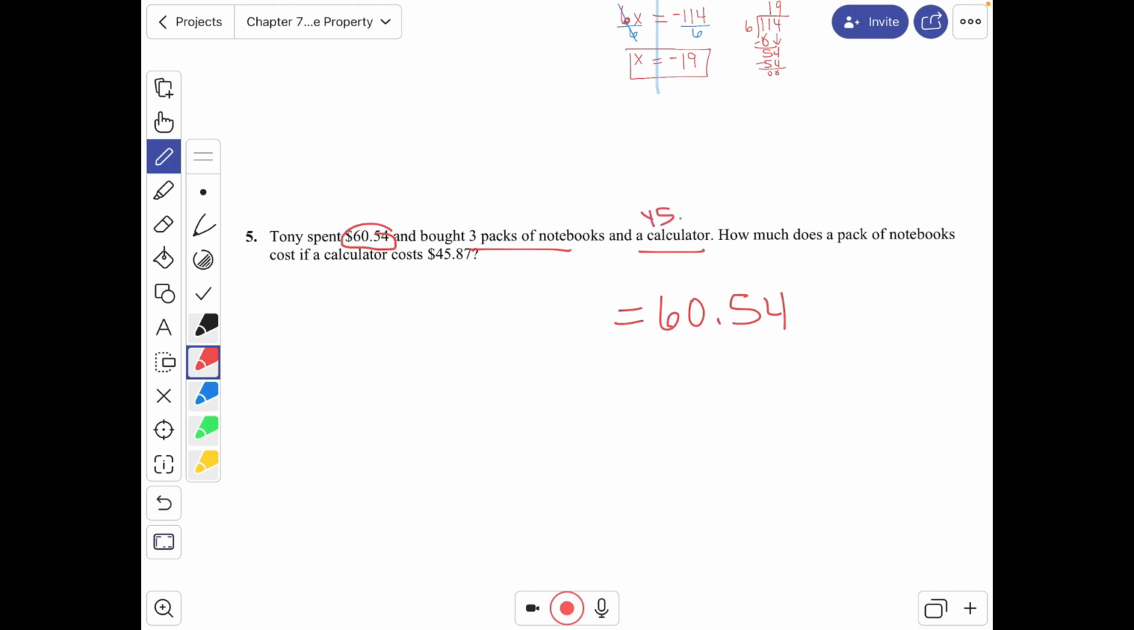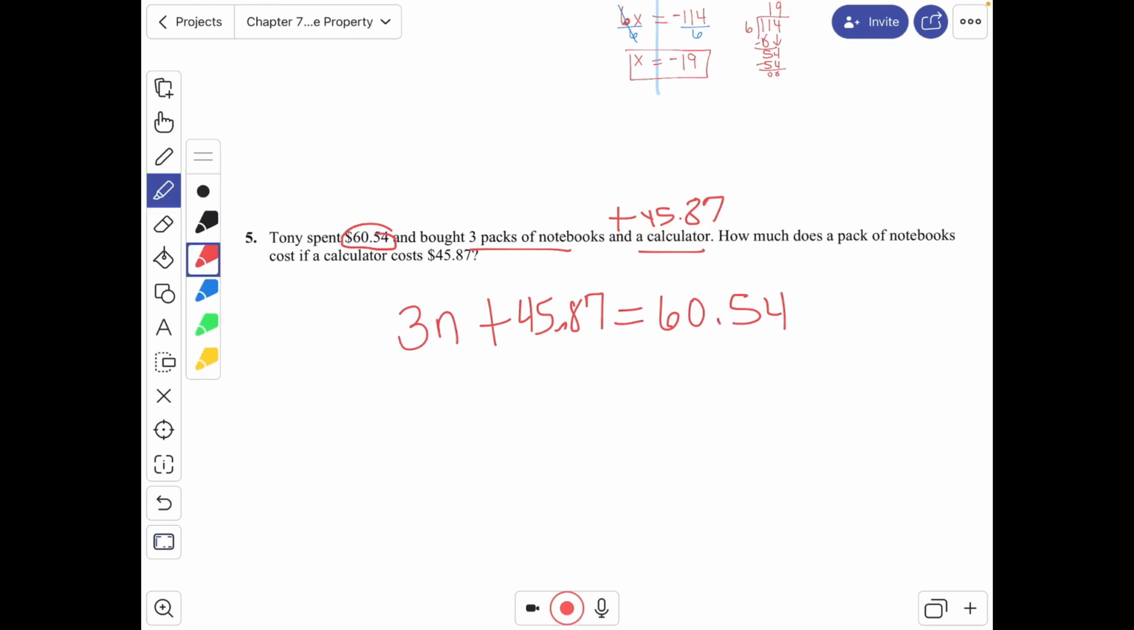It says the calculator was 45.87. And means to add. And we don't know how much the notebooks are, but there's 3 of them. So that would be 3 times some unknown plus 45.87 for the calculator. And then you need to solve to figure out what n is.